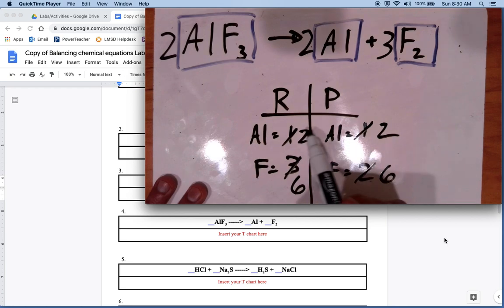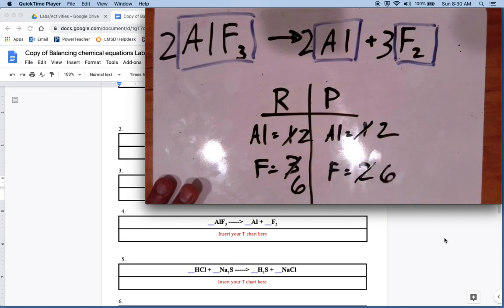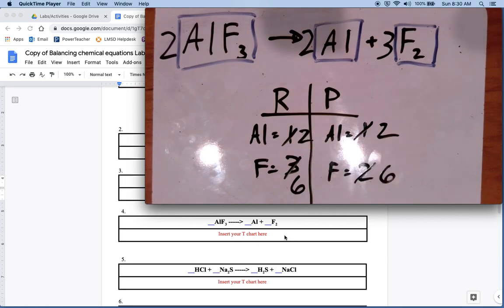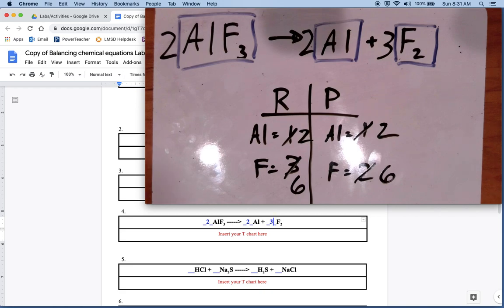So now I've got 2, 2, 6, 6. I'm good. So my answer now becomes 2 of these molecules, 2 atoms of this, and 3 molecules of F2. And then I would just screenshot my T-chart and put that into here. Okay? All right, let's move on.